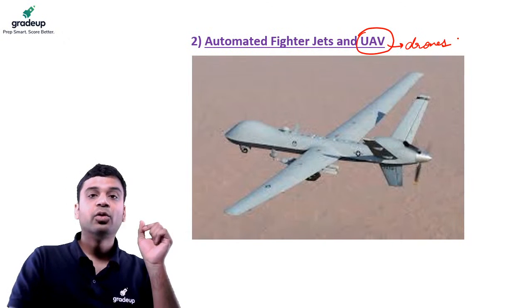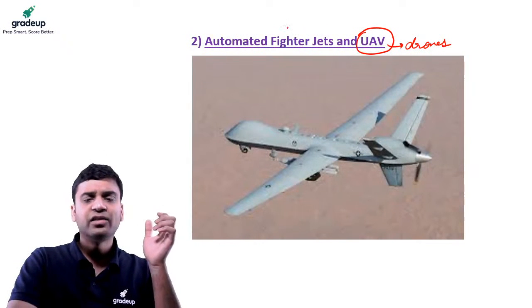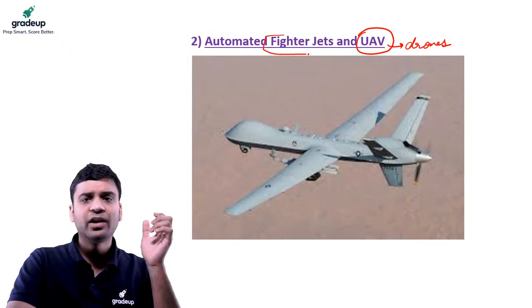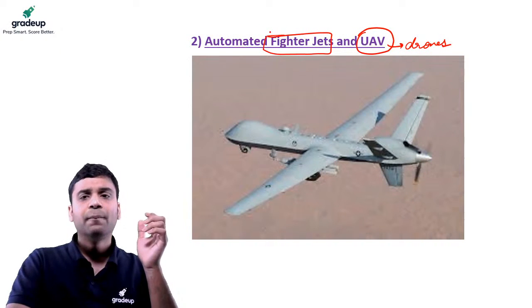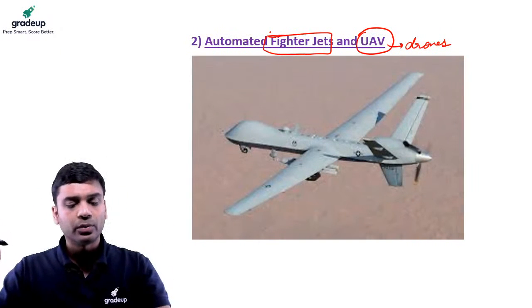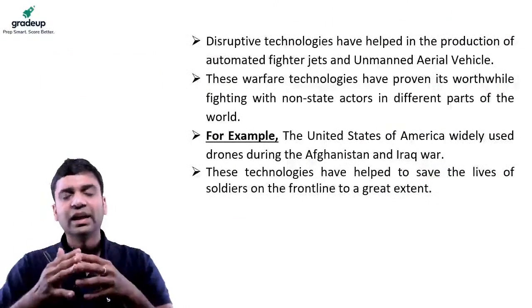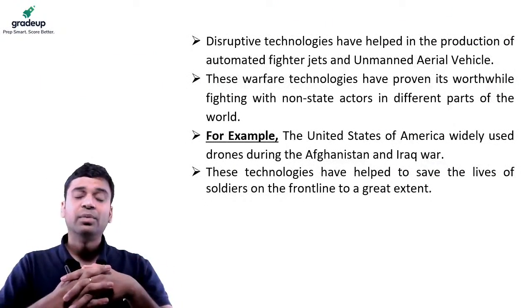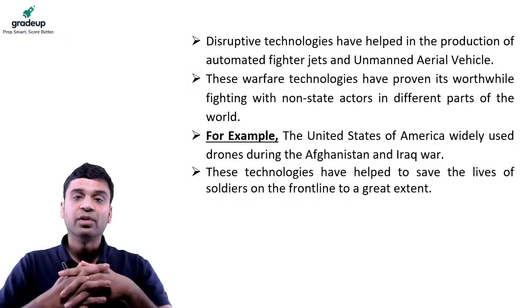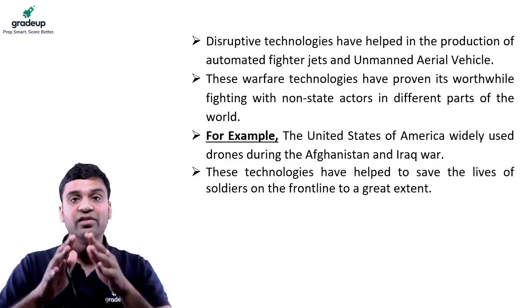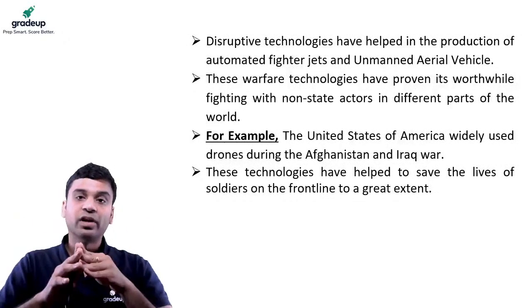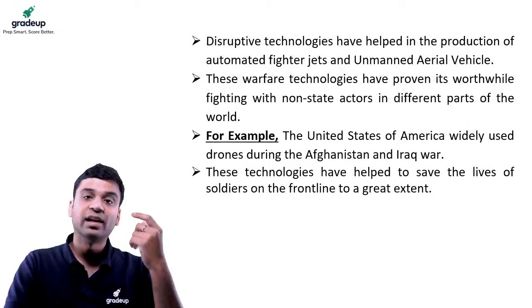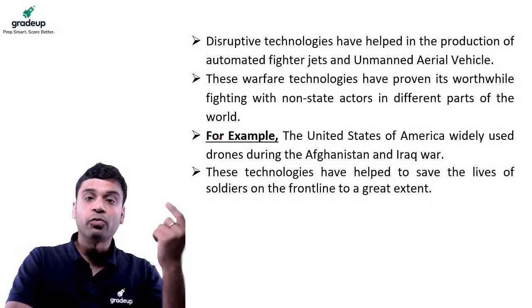Okay, so maybe automated, even fighter jets, making them unmanned is a very difficult thing, but a normal UAV you can also make. Like we have the Sukhoi 30 MKI, we have the Mirage 2000, or the recent Rafale jets that have come from Dassault. You can make those unmanned by using the disruptive war technology. Okay, by using artificial intelligence, and this is already proved.